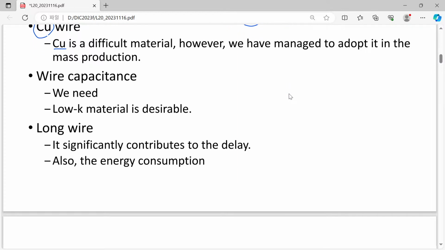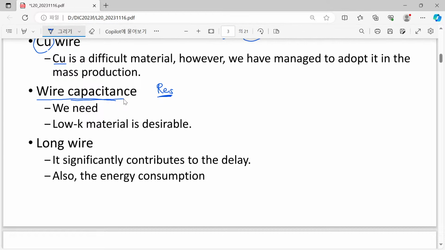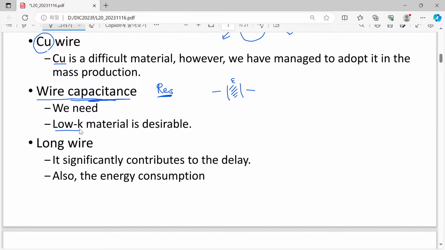Now, wire capacitance. Previously, in lecture 18, we considered resistance, but wire capacitance is also an important factor. Wire capacitance is given by the distance and the relative permittivity of the filling material. Therefore, we need low K material. I have already introduced how we can make low K materials.